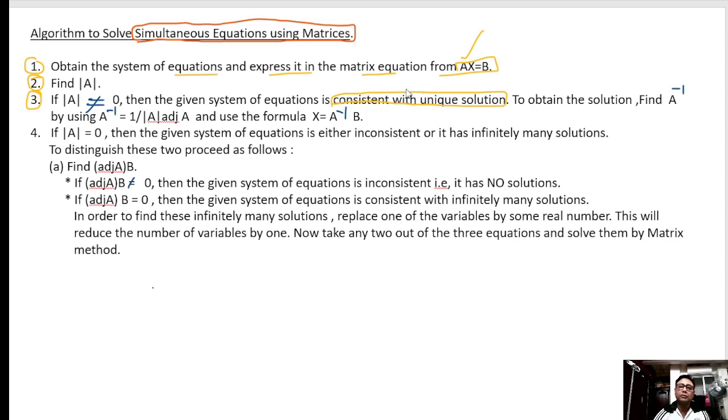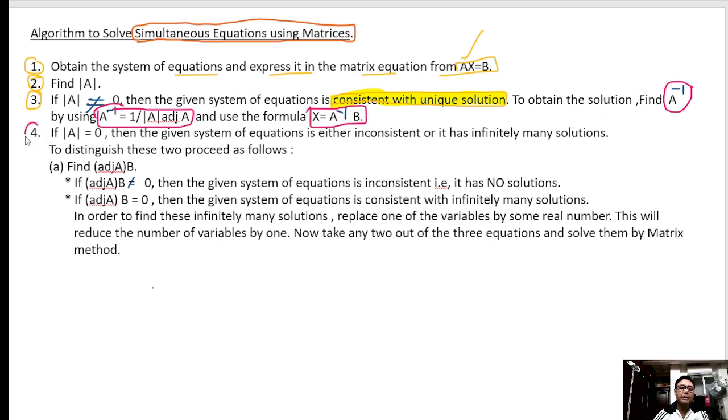This is the thing which you have to remember. Okay, so let us highlight it. Consistent with unique solution. Clear? And in that case, find out the A inverse of the matrix. How to find A inverse? Adjoint of A by the mod of A. Adjoint of A by the mod of A. Okay, and then find out the X using this formula.